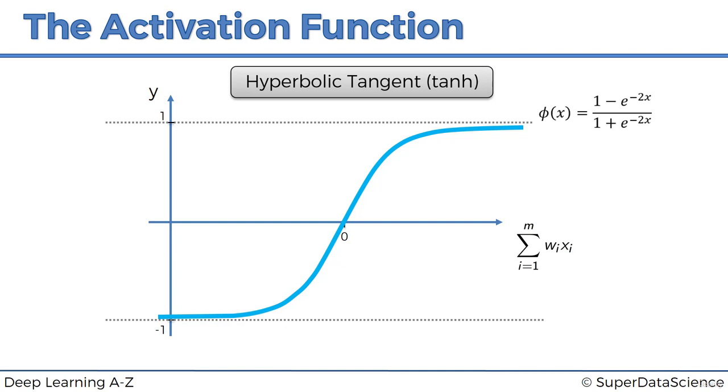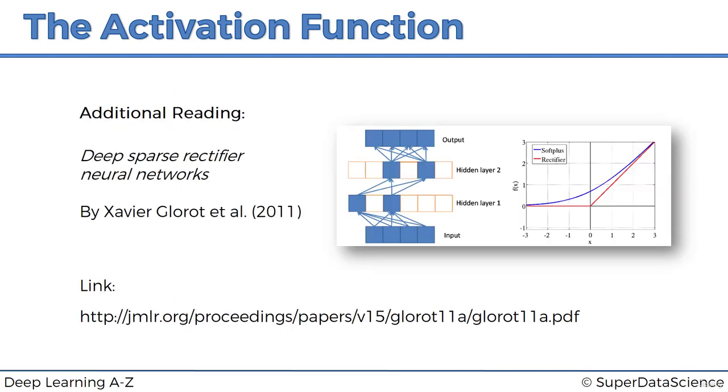So we're not going to go into too much depth on each one of these functions. I just wanted to acquaint you with them so that you know what they look like and what they're called. And if you'd like to get some additional reading, then check out this paper by Xavier Glorot called Deep Sparse Rectifier Neural Networks, a 2011 paper.